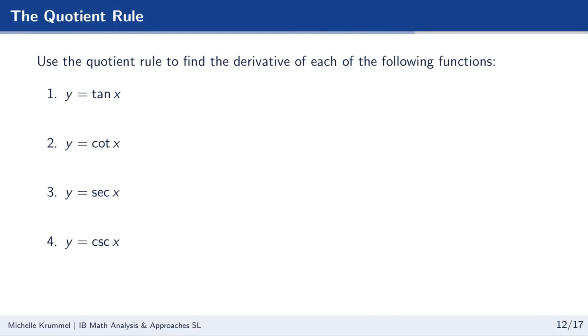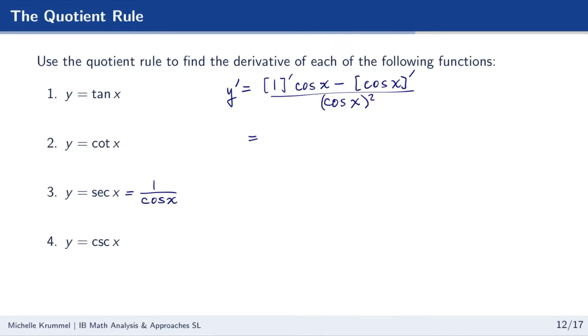The derivative of y equals secant x. You can write secant x as a quotient if you write it as 1 over cosine x. And then we can use the quotient rule. So y prime, again, it's the derivative of the top times the bottom minus the top times the derivative of the bottom over bottom squared.